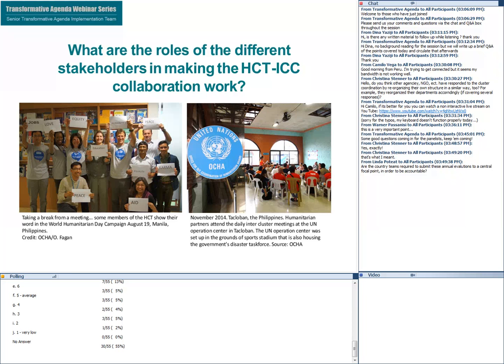Yes, much better. Okay. So the question from one of today's participants is about the lessons that we're learning about effective coordination between the HCT and the intercluster coordination group. How can we ensure that these lessons learned are being applied also in pure refugee crises?